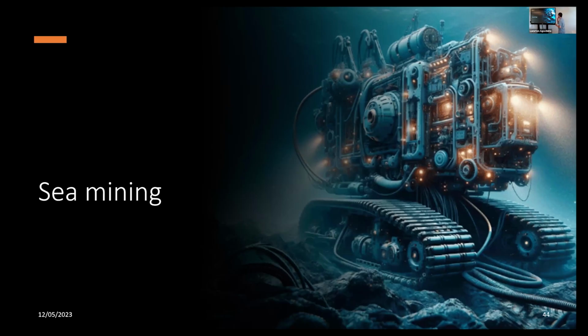So when we talk about sea mining, we discussed the last time whether we can make money out of the components of this brine, of the minerals in the brine, what the options would be, and how we could do this. This is more or less the principle of sea mining.